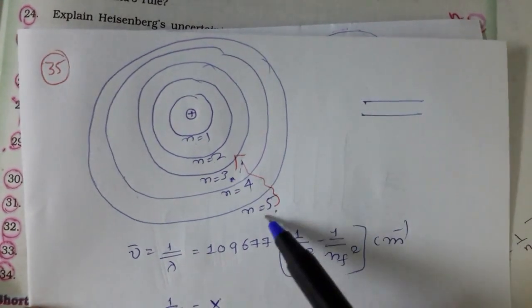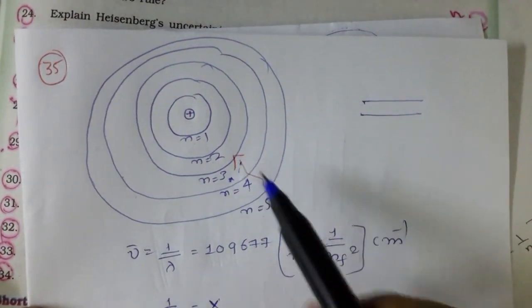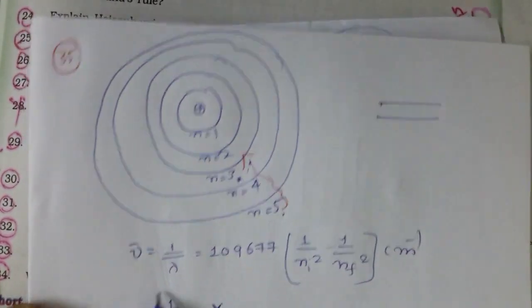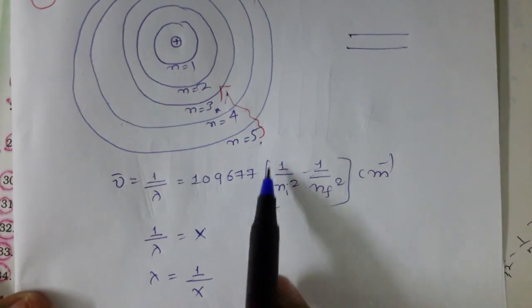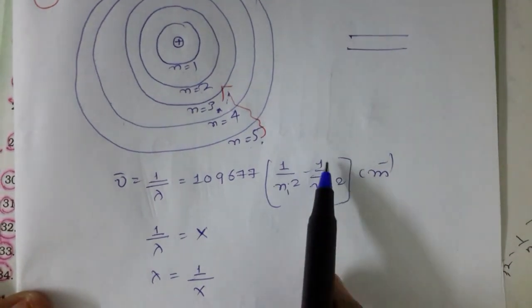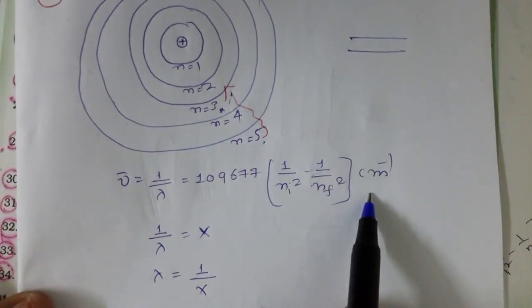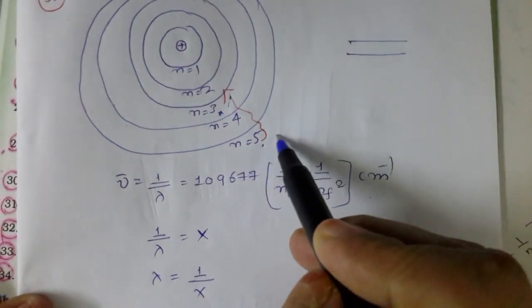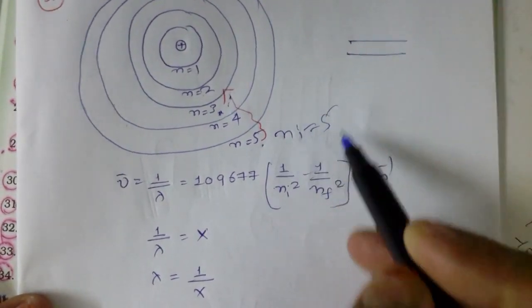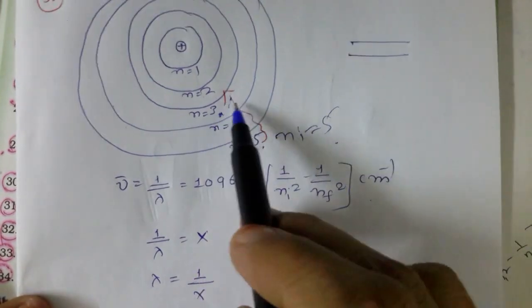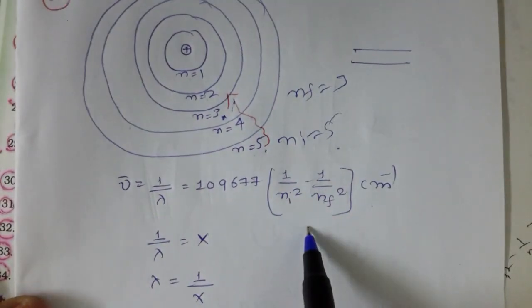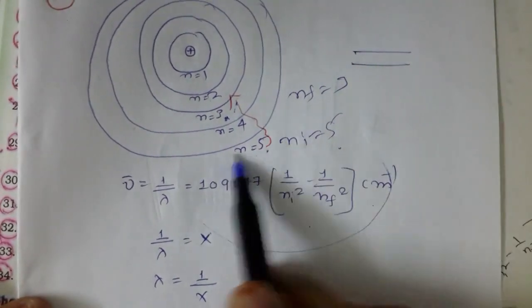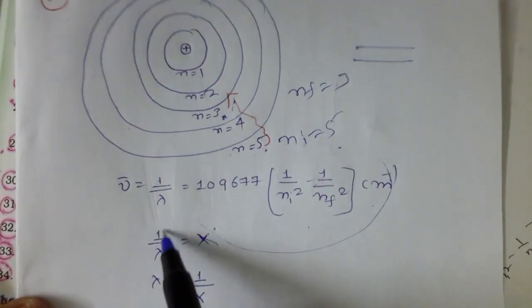Once an electronic transition is taking place, here we have the expression: wave number equal to 1 by lambda equals 109677 into (1 by initial square minus 1 by final square) in centimeter inverse. Now what is the initial here? Ni means 5. Where is it going to stop? The final is n equal to 3. Just substitute the values and simplify, and you get 1 by lambda.